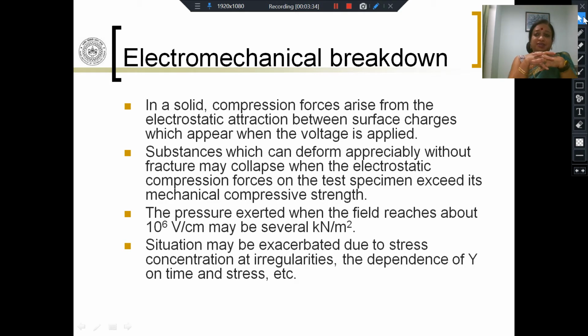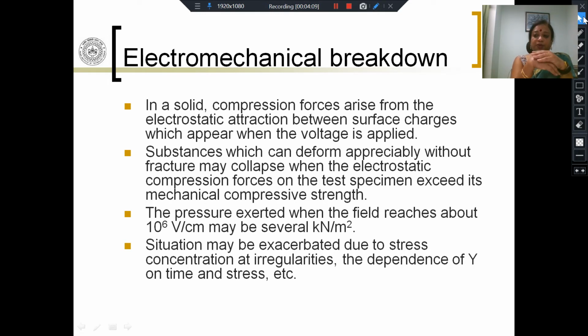If the material is such that it is able to deform appreciably without fracture, so there might be two outcomes. Because of the compressive forces, if the material is not able to deform, it can break. There might be a collapse, so the material might just simply collapse because the test specimen experiences forces which are greater than its mechanical compressive strength. So the compressive force is so high that it just mechanically fractures.